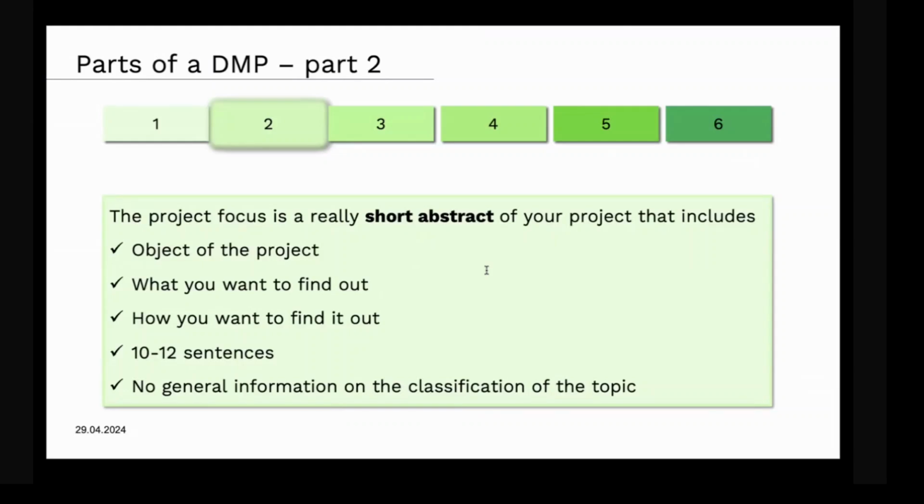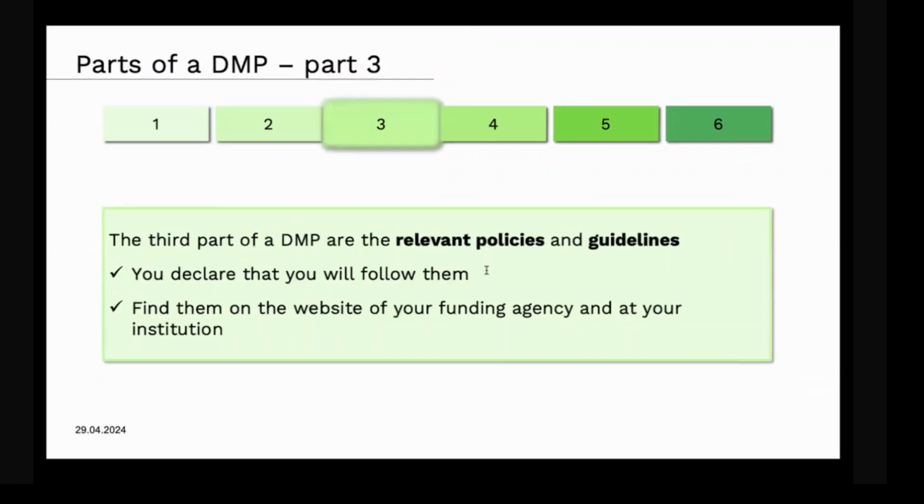Then the description of the project. What is the object? What are you trying to study? What do you want to find out? How do you want to find it out? So which kind of data types are you going to be producing? And maybe some general information about the classification or the topic.